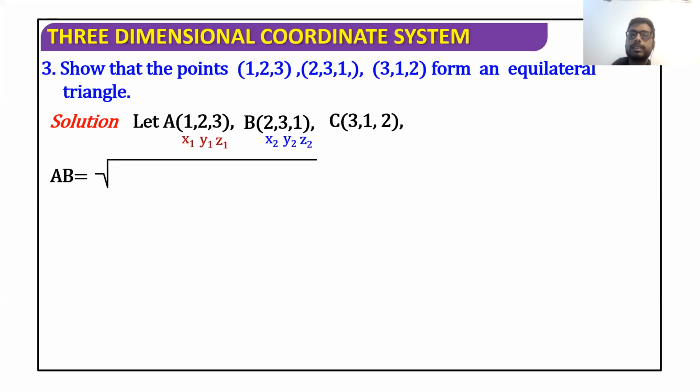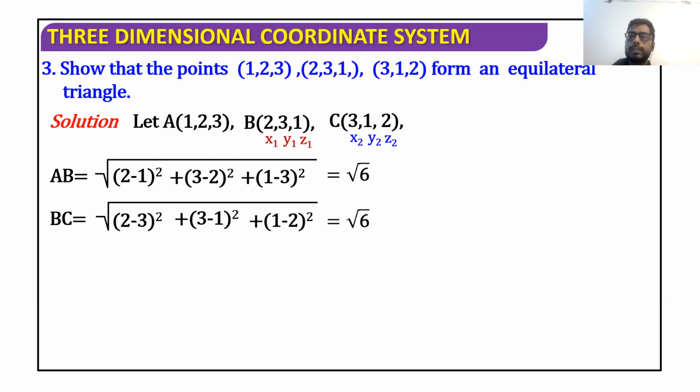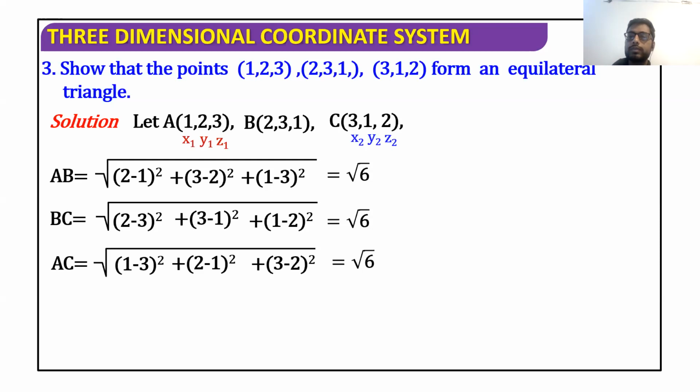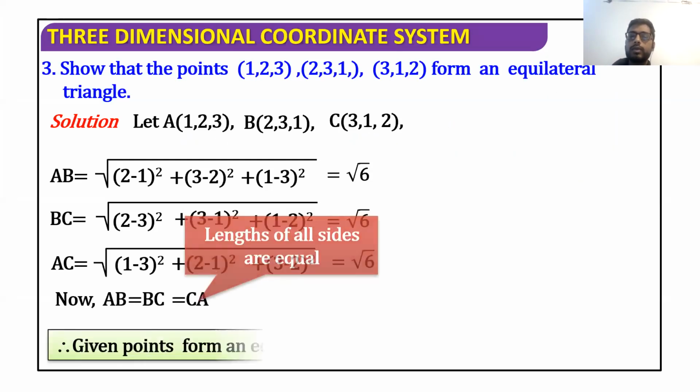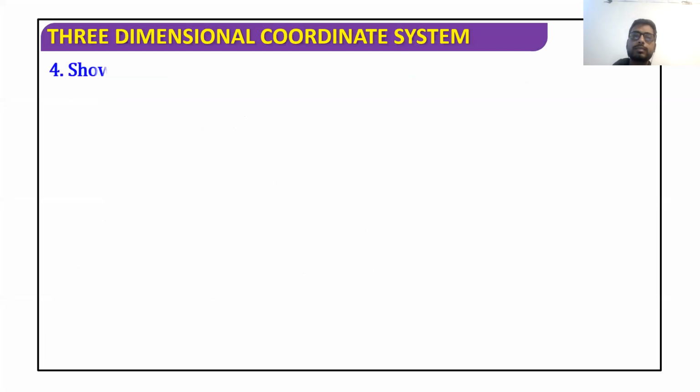So let ABC be the sides. I have found AB, which is root 6, BC, again using distance formula over here, which is root 6, AC, again using distance formula over here, which is root 6. And all 3 of them are same, therefore I can say that they form an equilateral triangle.